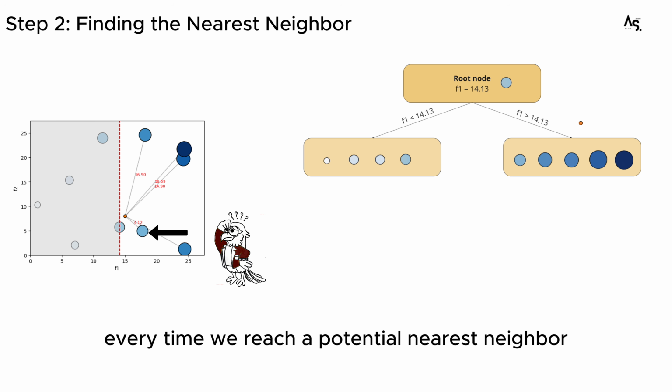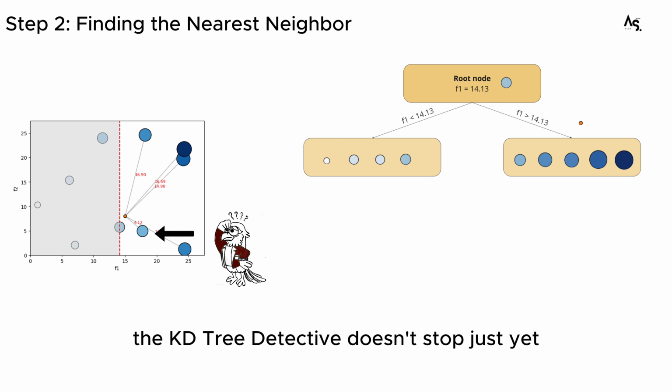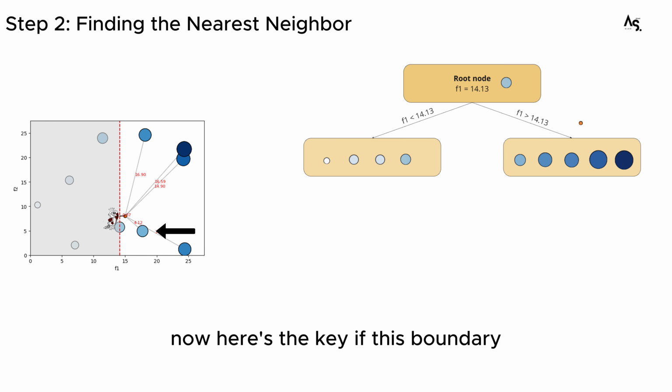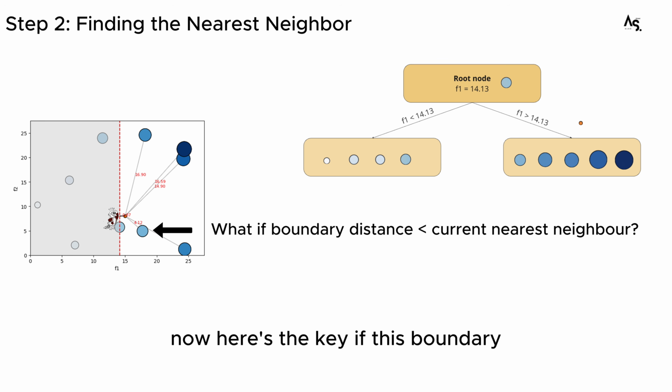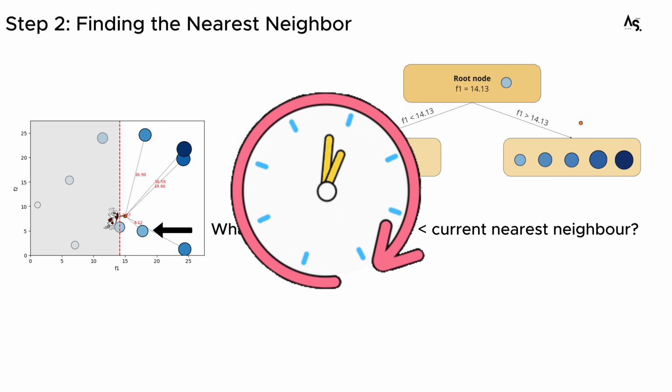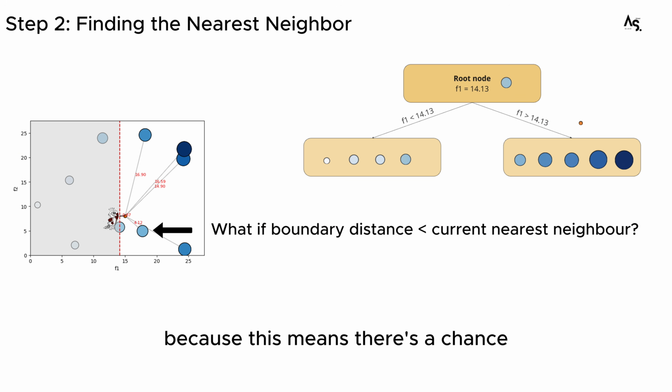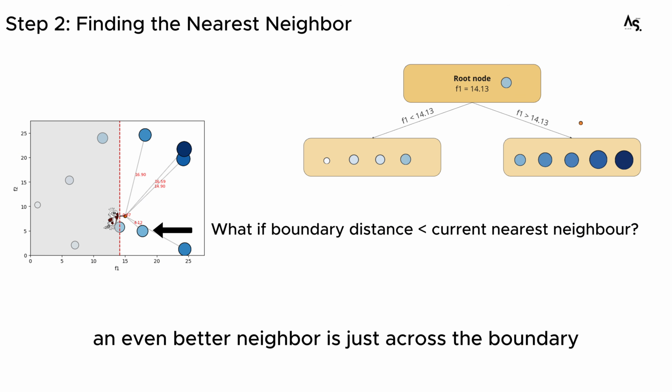Every time we reach a potential nearest neighbor, the KD tree detective doesn't stop just yet. It asks, what's the distance from the test point to the boundary wall? Now, here's the key. If this boundary distance is smaller than the distance to our current nearest neighbor, we might have a problem. Why? Think just for 5 seconds here. Because this means there's a chance an even better neighbor is just across the boundary.